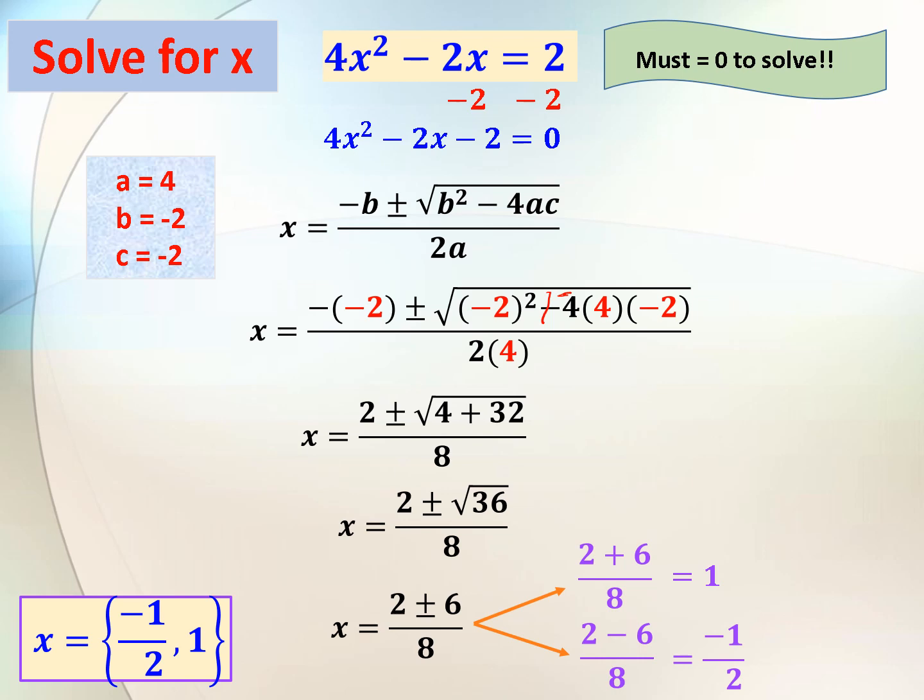Now I want to make one key point. Never leave your answer in this format. Now if it has a radical, a square root, that's a different story. But because the square root of 36 was a perfect square, we expect you to simplify it all the way out. So again, you're going to have to branch it off, create the two expressions, and simplify.